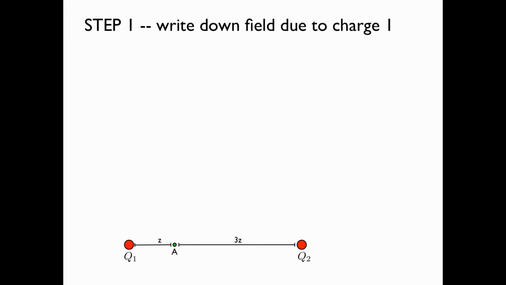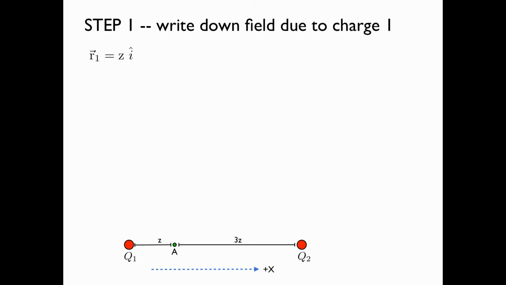Step 1 will be to write down the field due to charge 1. Here I'm specifying that plus x direction is to the right, as usual. We need to keep this in mind because although charge 1 and charge 2 are both along the x-axis, making this a one-dimensional problem, the electric field can still have a positive or a negative value depending on the charge and the location with respect to the charge.